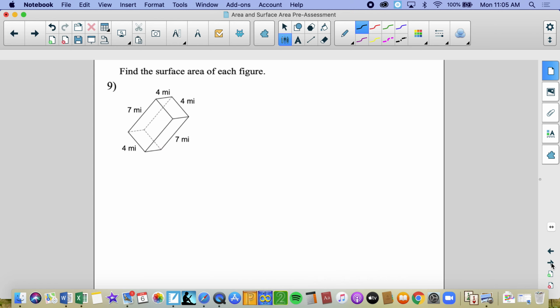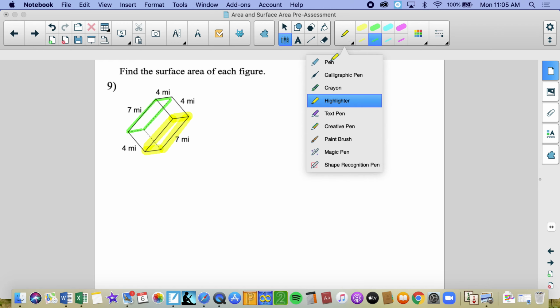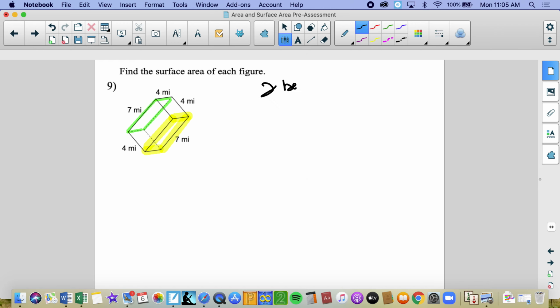The next figure, number 9, we got to pick our base. I'm going to pick a less traditional base. I'm going to call this my base, and then the parallel base is going to be up here. So the shape of my base is a rectangle. I see that it has 2 bases, so we know that it's a prism. And the shape of the base is a rectangle. So this is a rectangular prism.